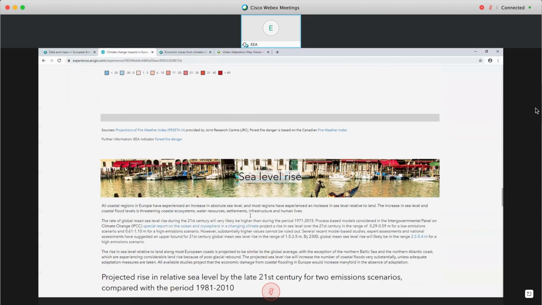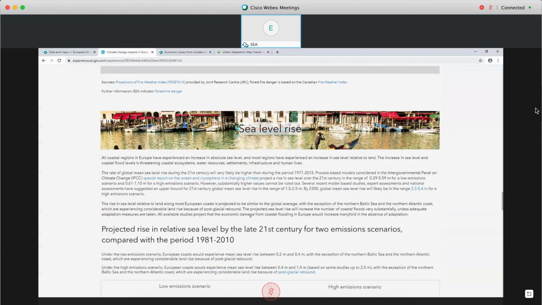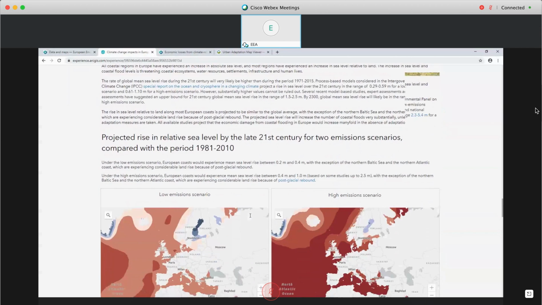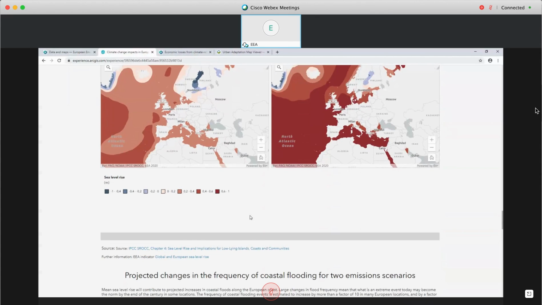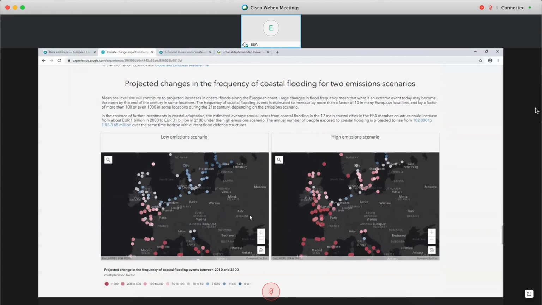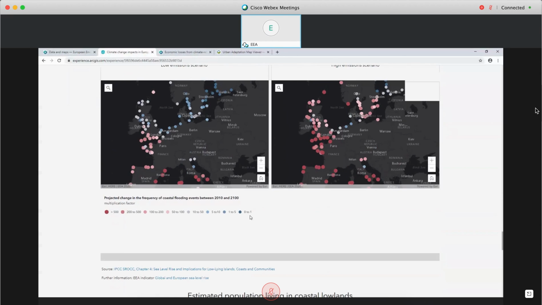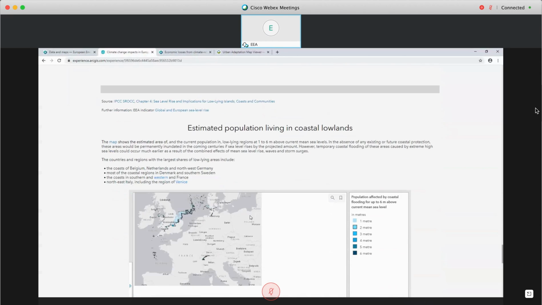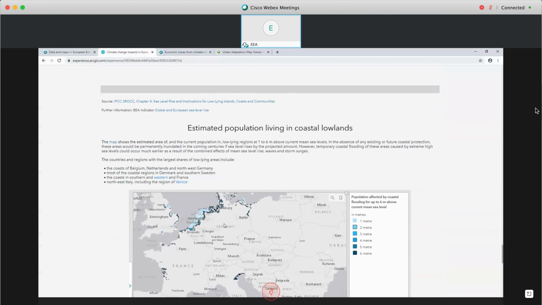The second one, this last one, is the sea level rise, looking at how the sea level rise will change based on two different scenarios, looking at the flooding based on this sea level rise, coastal flooding. And then the last application is the estimated population living in the coastal lowlands and how this will be affected by the sea level rise or extreme sea level rise between 1 and 6 meters, which we expect will actually, in specific cases, be affecting the coastal regions in Europe.